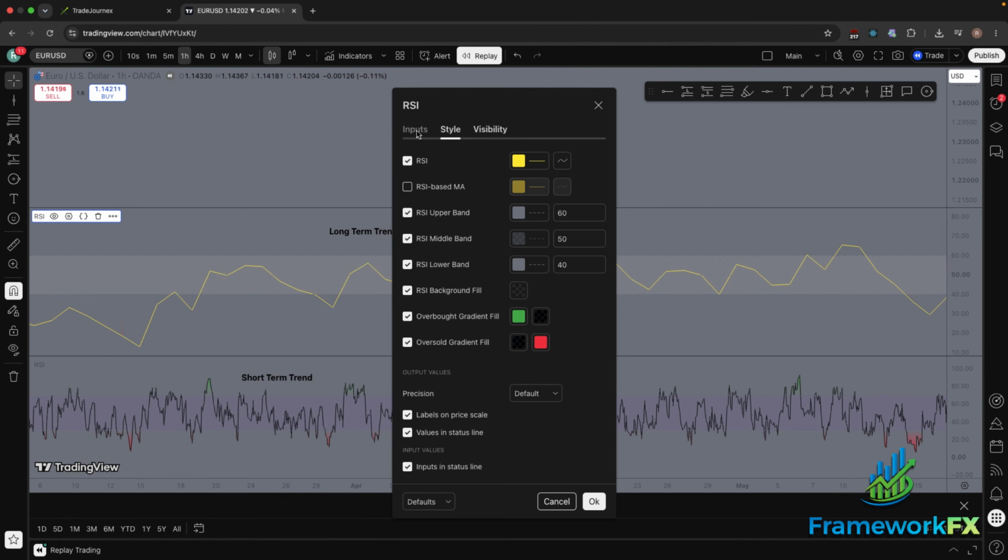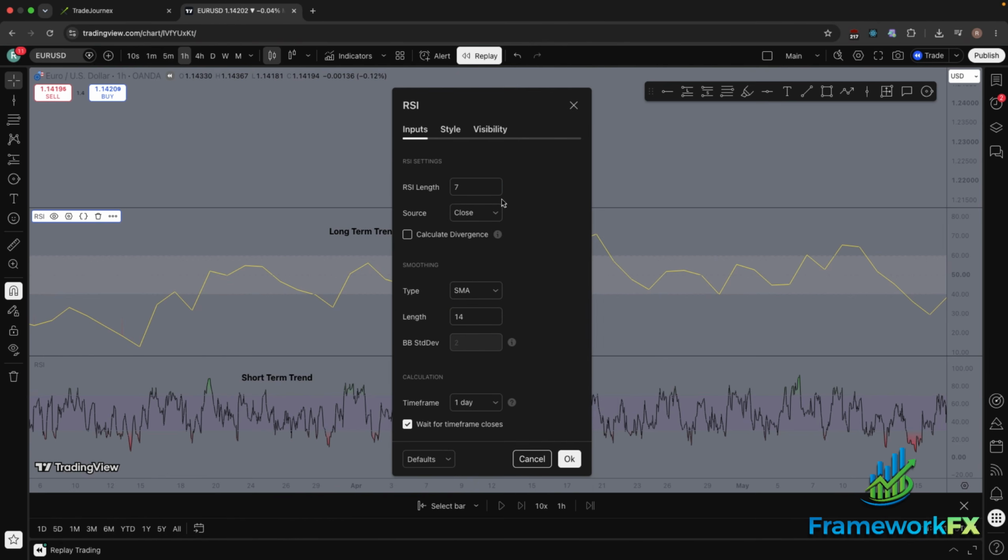Now I'll just open up the inputs first. So these are the inputs for the long-term trend. We've got an RSI length of 7, which is about half of what the normal standard is, I believe, and we have the time frame set to 1 day. That's really important because, like I say, we're looking for the long-term trend in this RSI.